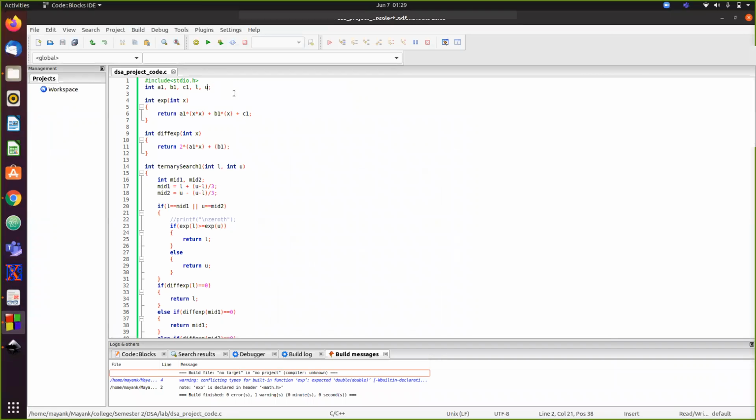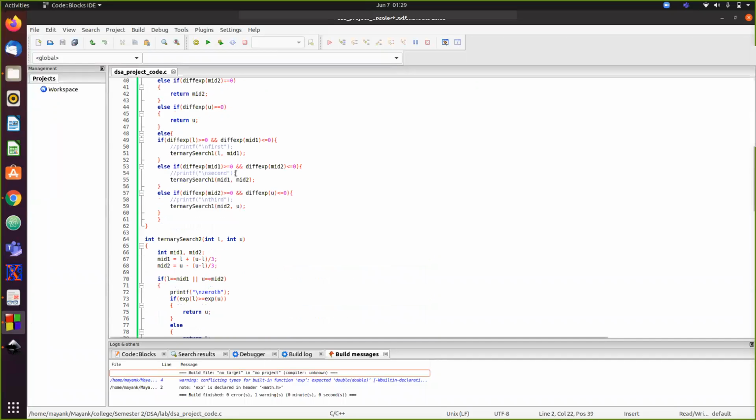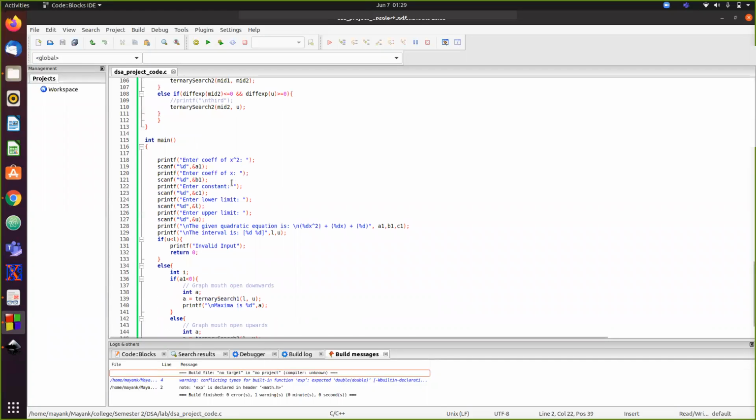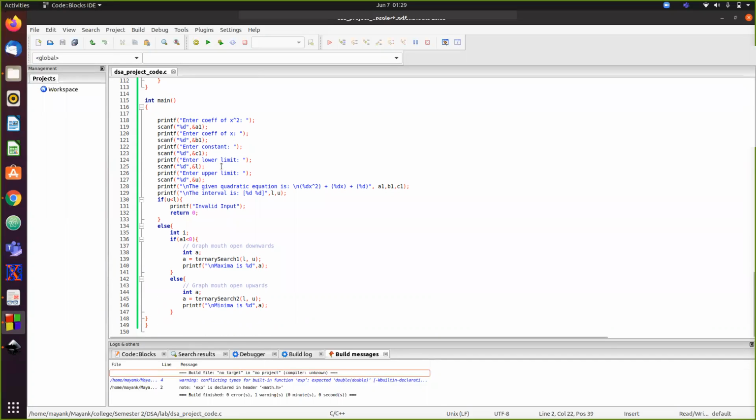So I've started out by defining some global variables a1, b1, c1, l and u. Here a1, b1 and c1 just denote the coefficient of x square, x and the constant, just as in any standard quadratic equation. L denotes the lower limit and u the upper limit. So in the main function, I have prompted the user to enter all of these values, the lower and the upper limit, and then we are going to display the values entered by the user.